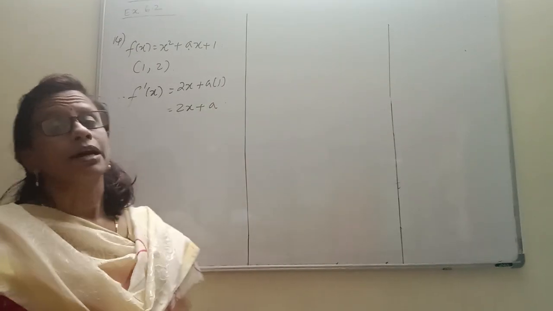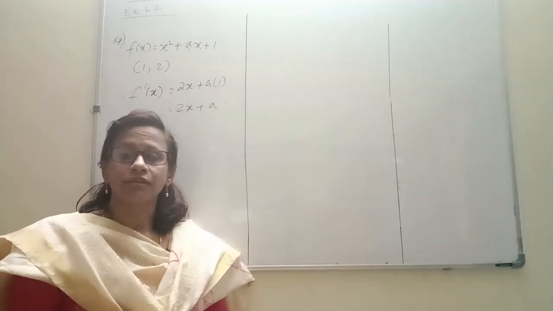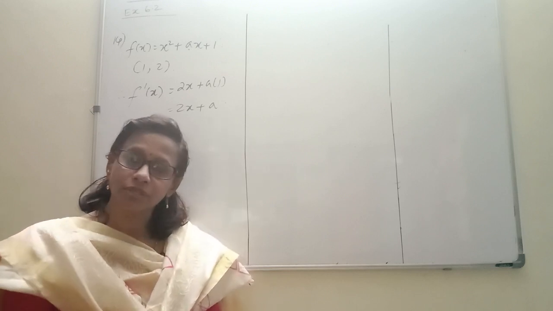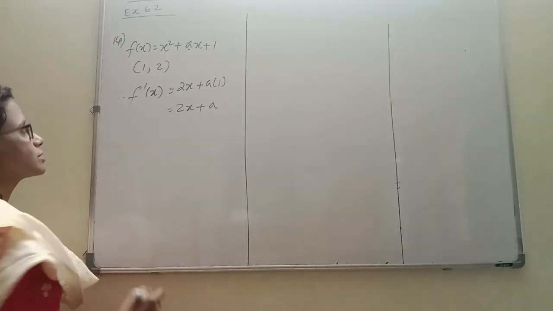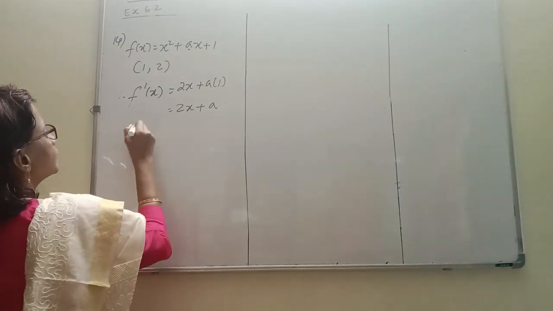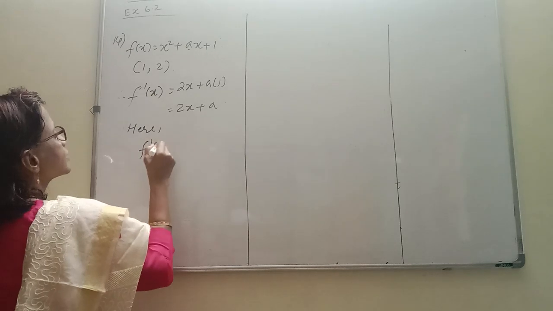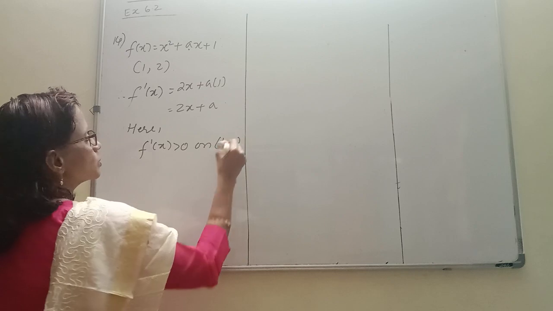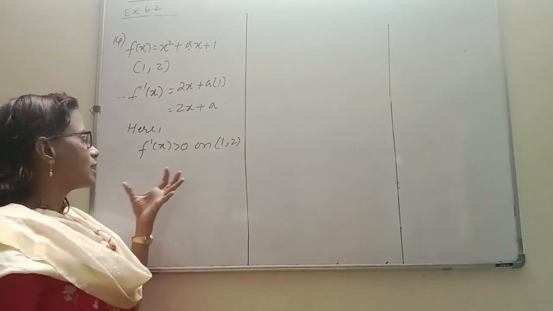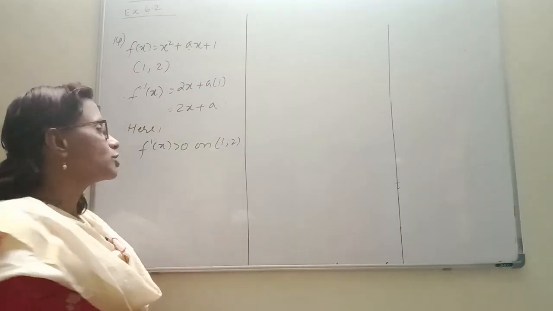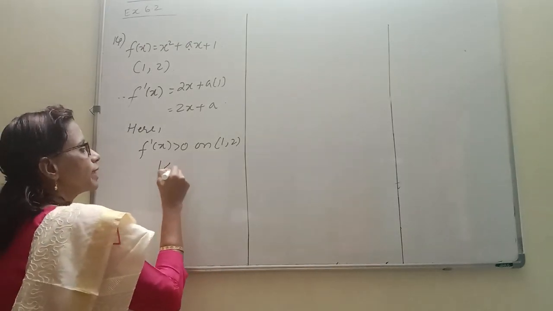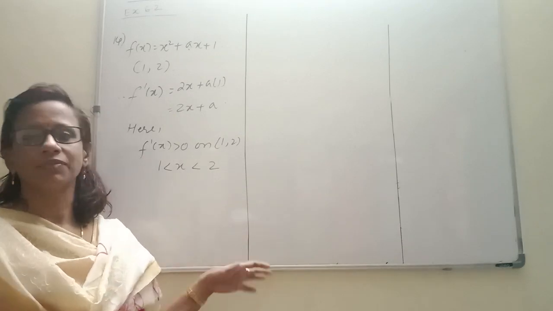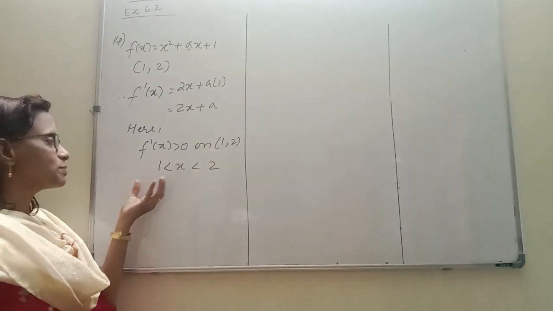Now, we are very clear that the function is increasing on the interval (1, 2). So that means f dash x is positive. That's a huge data, right? So it's clear to us that f dash x is positive on (1, 2). Our work is going to be on that. Since we are on (1, 2), our x takes values between 1 and 2. Let's start with that data and see whether we are able to reach. So x is between 1 and 2.